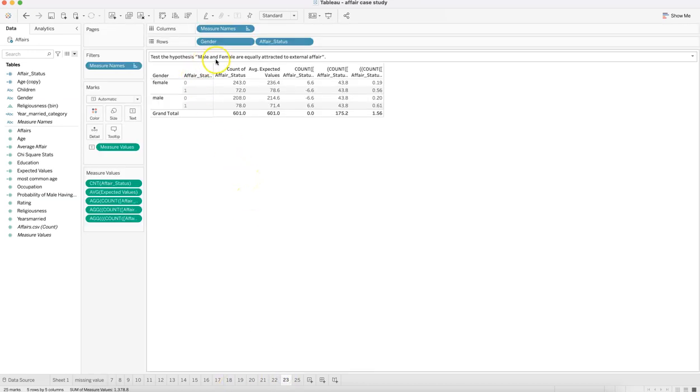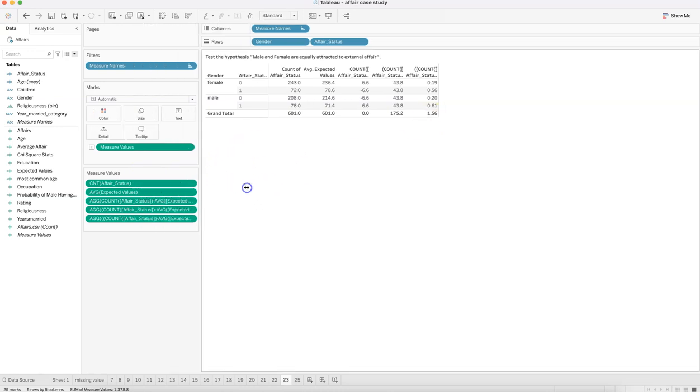Now question number 23. Test the hypothesis that male and female are equally attracted to external affairs. This is where it's pretty interesting, because this is the chi-square statistic. This number, 1.56, is what we need to reach. This is the table we have created, and I'll show you all these calculations. First is gender, male and female, and affair status, yes or no. Then the count of affair status, very straightforward.